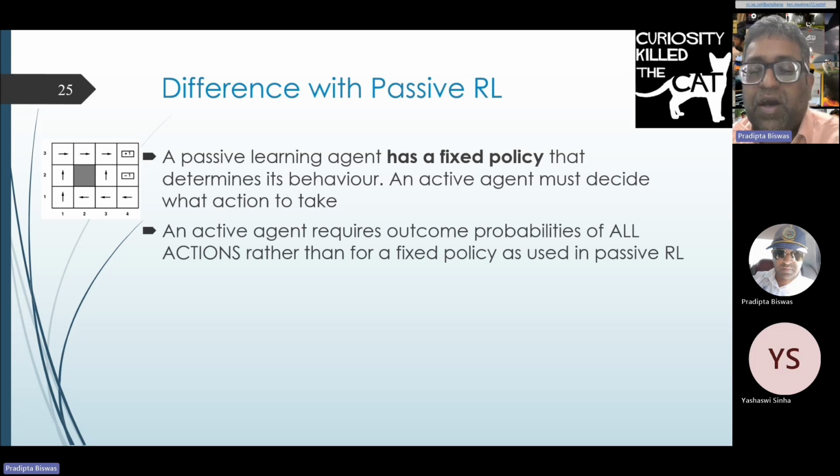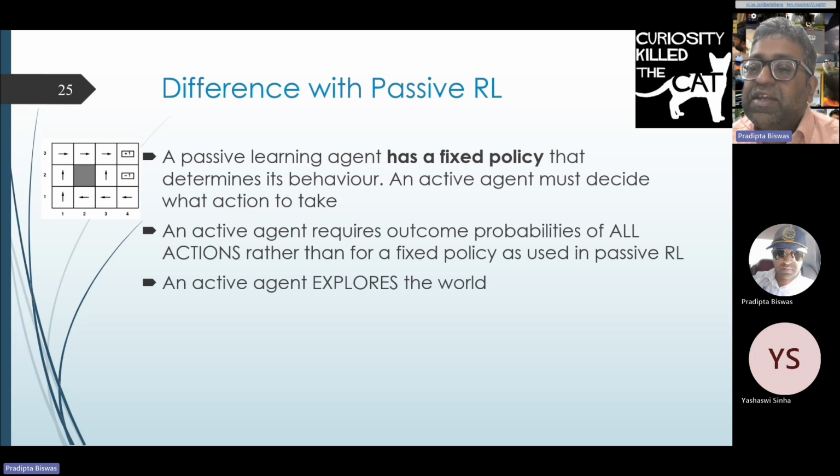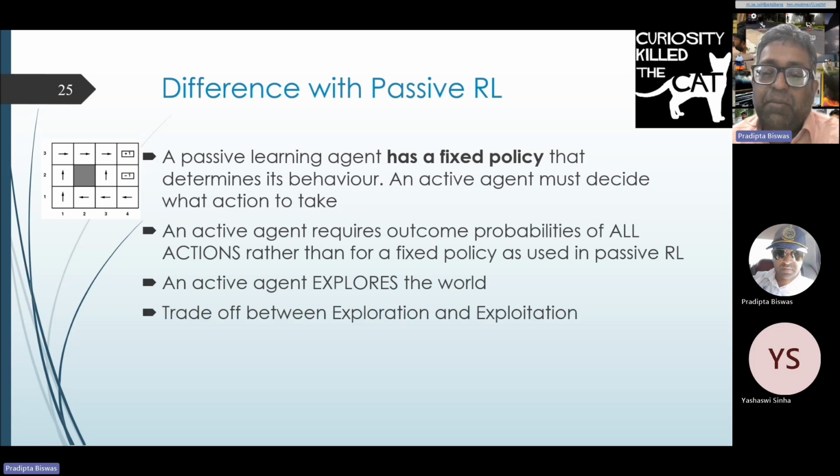In contrast to that, in active reinforcement learning, it is as if we go back to our value iteration algorithm. Remember the difference between policy iteration and value iteration. In value iteration, at each state we calculated the maximum expected utility over all possible actions, and chose the action which maximizes the expected utility. Similarly, the active agent requires the outcome probabilities of all actions instead of assuming a fixed policy. That way, the active agent explores the world. That means it does not decide on a fixed policy.